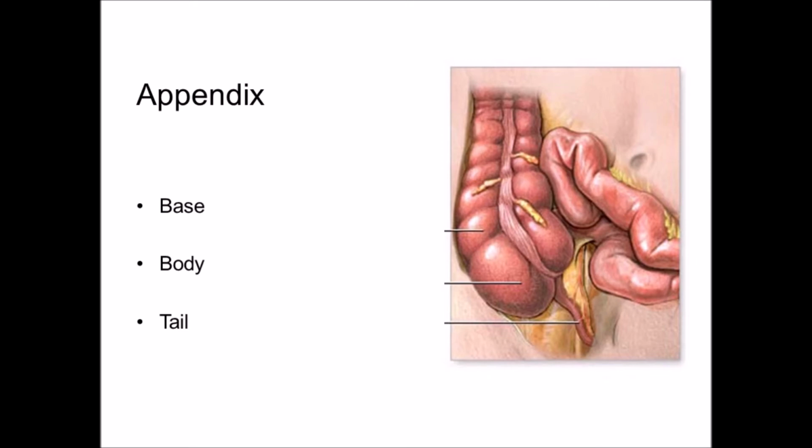The body of appendix is tubular, narrow, and it contains a canal which opens into the cecum through appendicular orifice. This appendicular orifice is guarded by valve of Gerlach. The tail or tip of appendix is least vascular and it is directed in various positions.